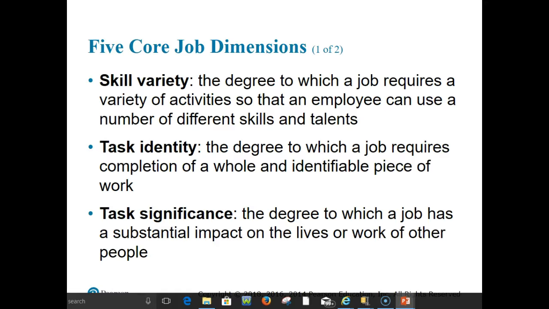So these 5 core dimensions we mentioned are skill variety, and that's the degree to which the job requires a variety of activities so that employees can use a number of different skills and talents. We have task identity, and that's the degree to which a job requires completion of a whole and identifiable piece of work. And then finally we have, on this slide, task significance, and that's the degree to which a job has a substantial impact on the lives or work of other people.